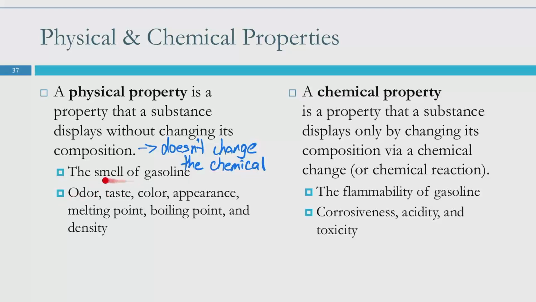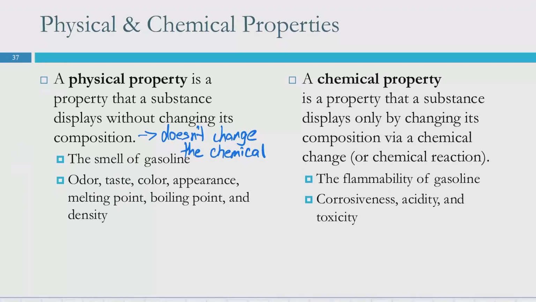So things like odor, what it smells like, taste, color, appearance, melting point, boiling point, density, those things are all physical properties. If you look at and observe the color of my shirt, it's roughly a mint green today. We've observed it. Is it still mint green? It is. Color is a physical property. We can observe it without changing it. Some of these things like taste, usually if you taste something, there's some other changes going on, but taste itself is a physical property.